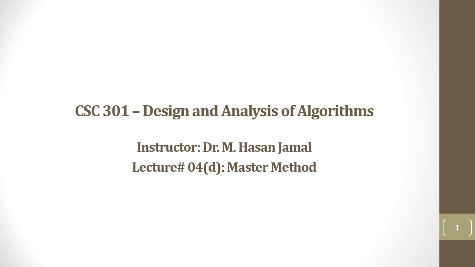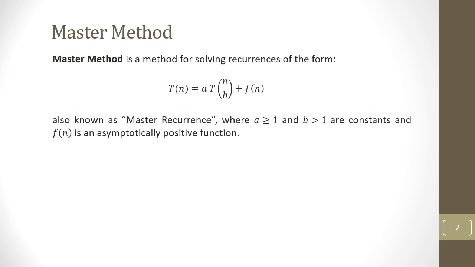Today we will study the Master Theorem and see how recurrences can be solved using the Master method. Master method is a method for solving recurrences of the form T(n) = aT(n/b) + f(n), also known as the master recurrence, where a and b are constants and f(n) is an asymptotically positive function. b should be strictly greater than 1. a should be greater than or equal to 1.